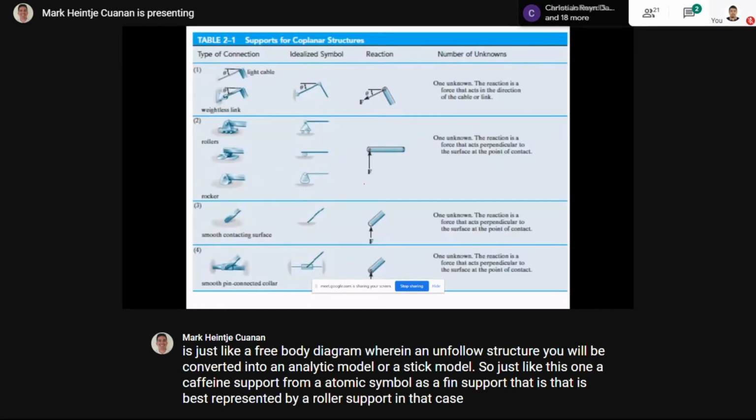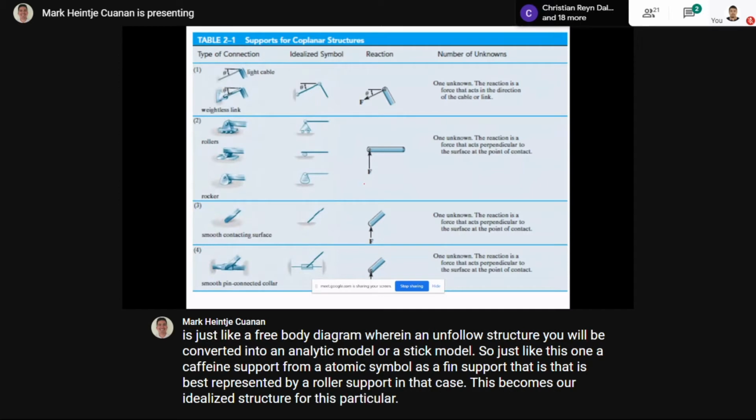So these are also some of the supports of coplanar structures. So kindly go over this from your textbook.